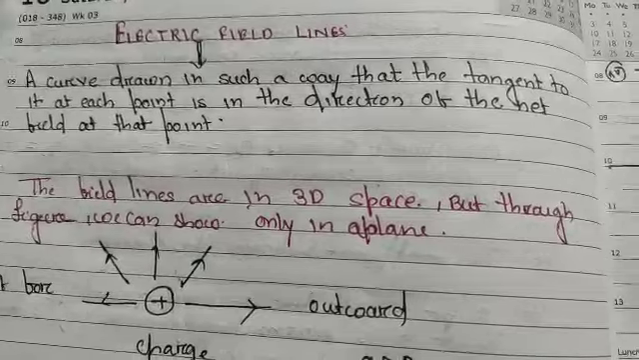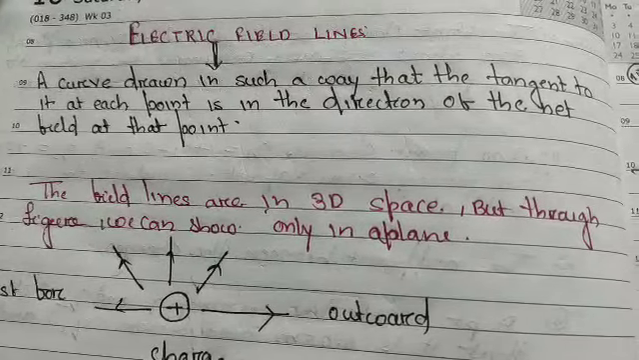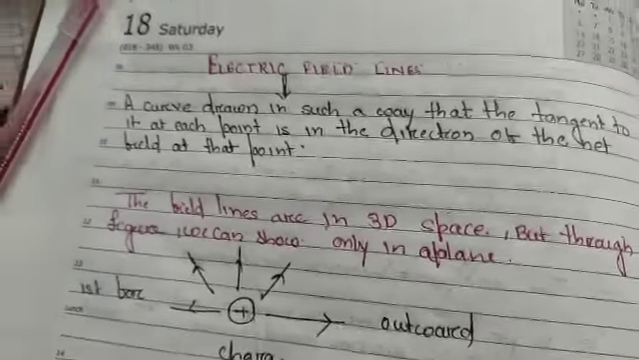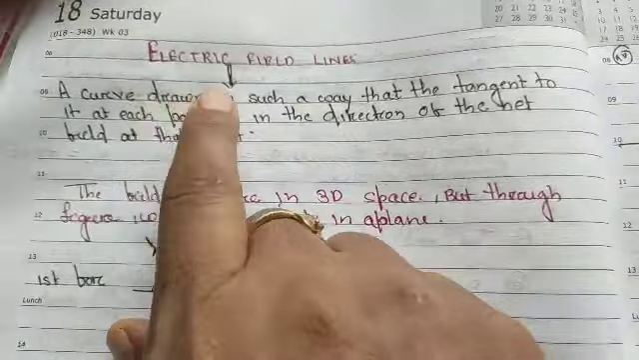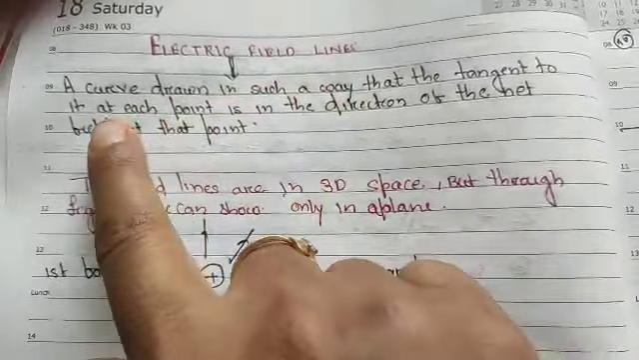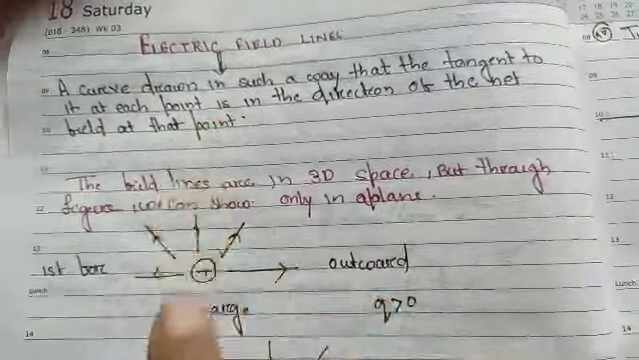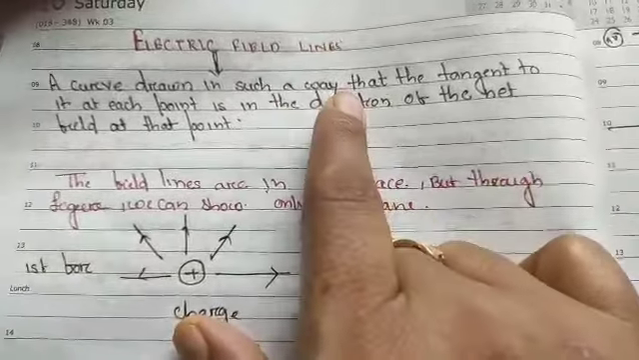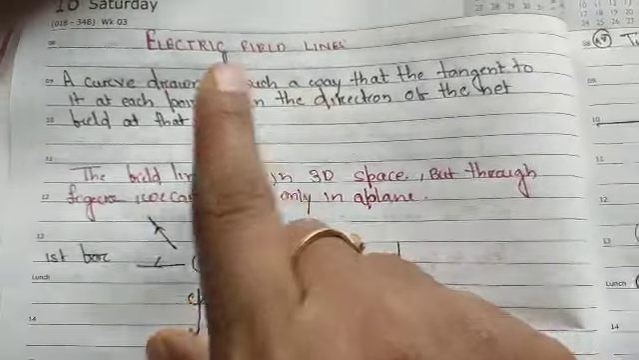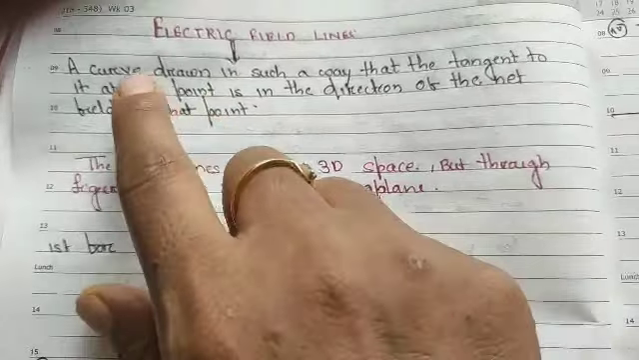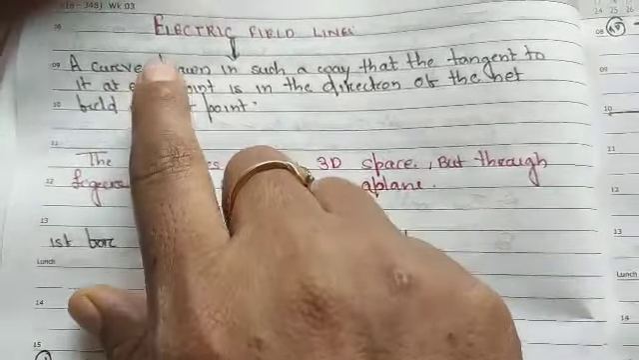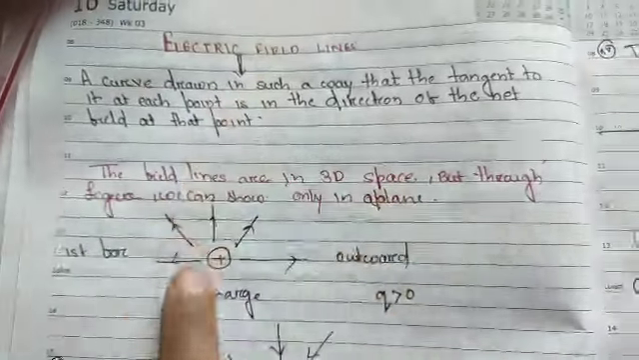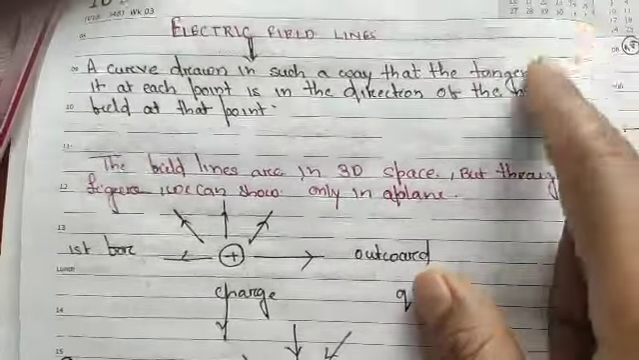Today we will start the topic electric field line. So first of all we will understand what we mean by electric field line. What is that? It is a curve drawn in such a way that the tangent to it at each point is in the direction of the net field at that point. Means, if you say it indirectly, students, it is an imaginary line, okay? And once you are drawing the imaginary line, it can take the shape of a curve, and if you draw one tangent to this curve, that will show you the direction of the electric field. So that is the electric field line.